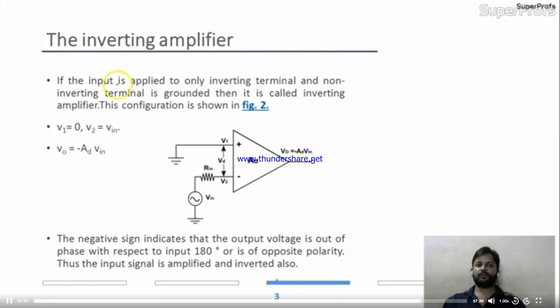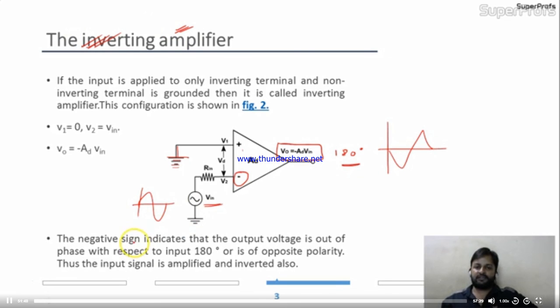Okay. Now, the inverting amplifier. What is the inverting amplifier? Inverting amplifier means your input will be at the inverting terminal only. The non-inverting terminal will be directly connected to the ground. So at the output, you will get a 180 degree phase shift. That's why we are calling it the inverting amplifier, meaning the amplifier which is going to invert the input signal. If the input signal over here is like this, at the output, I'll get like this.